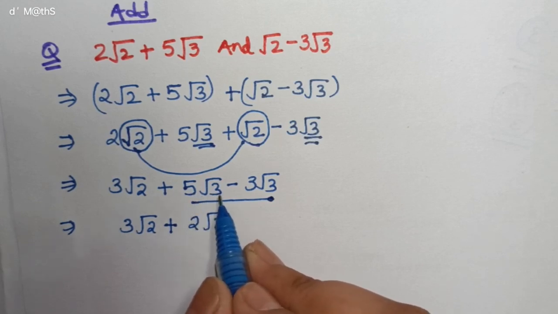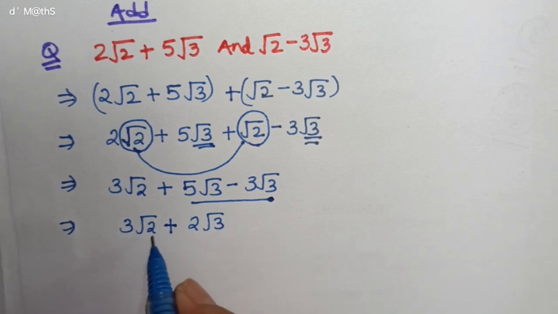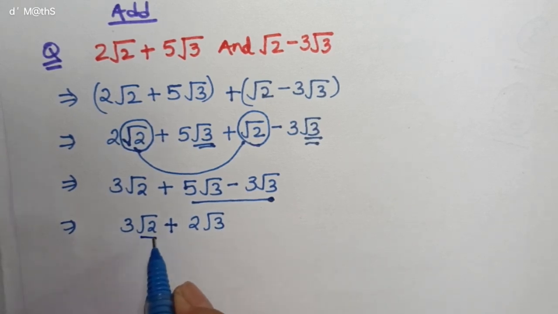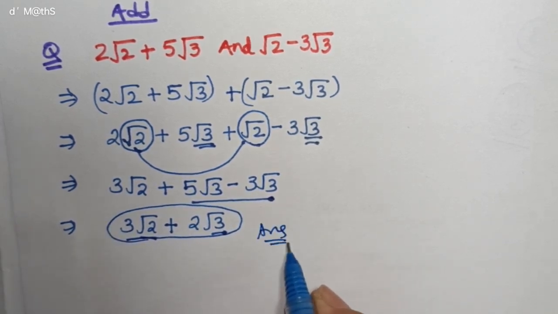Here you cannot add, because both the bases are different. One is root 2 and another one is root 3. So you cannot add. Okay. So this will be your answer.